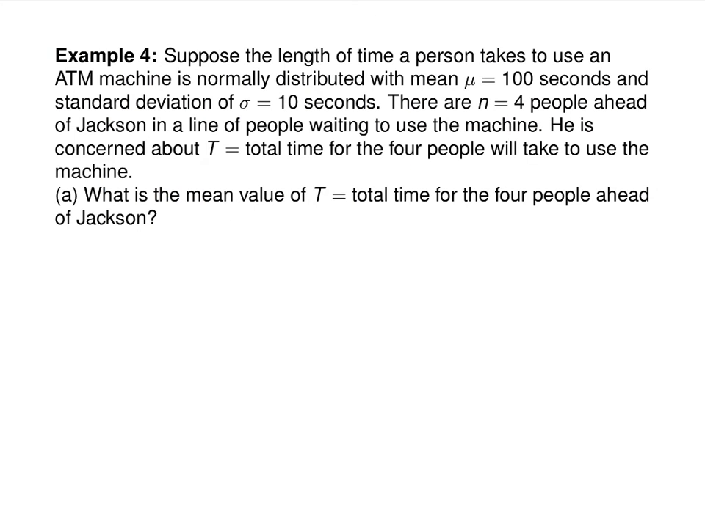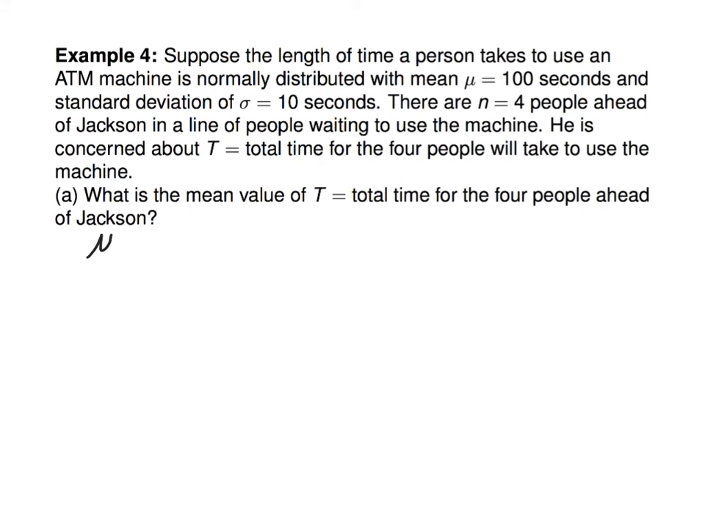All right, here's an example. Suppose the length of time a person takes to use an ATM machine is normally distributed, and it has a mean of mu equals 100 seconds and a standard deviation of 10 seconds. There are 4 people ahead of Jackson in a line of people waiting to use the machine. He's concerned about the variable t, which is the total time the 4 people will take to use the machine ahead of him. So the first thing is, what is the mean?